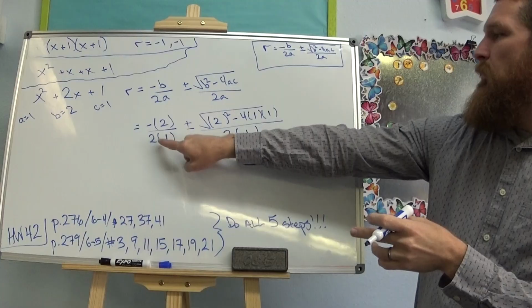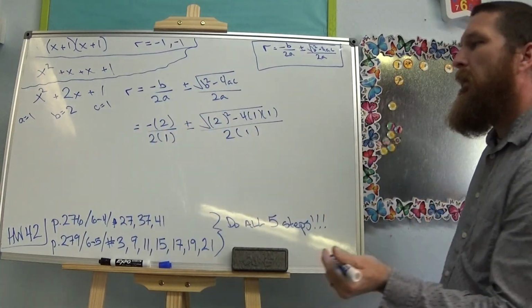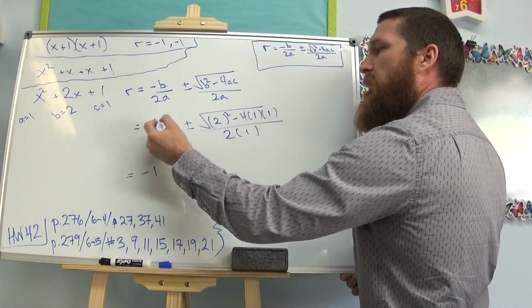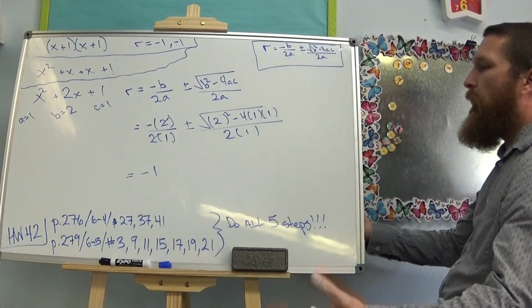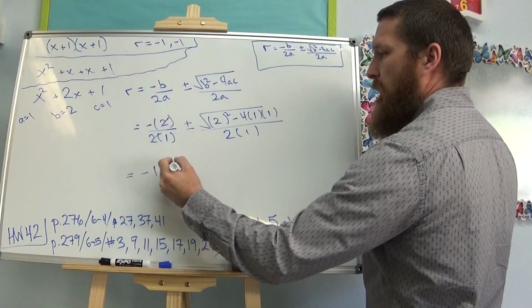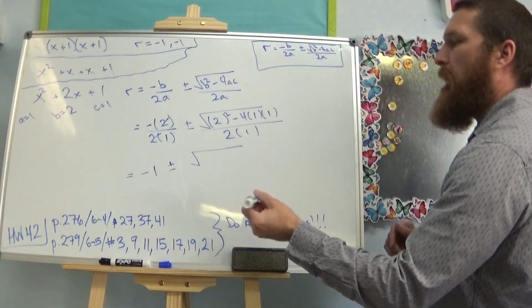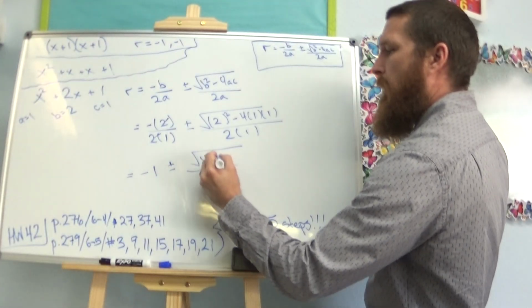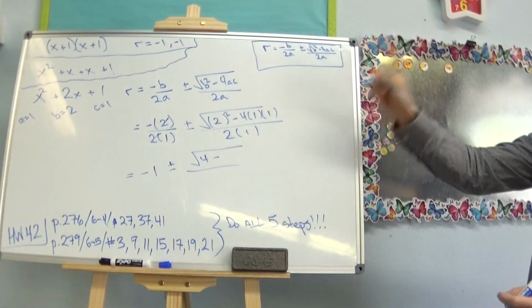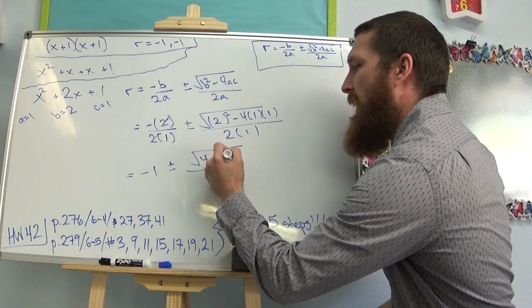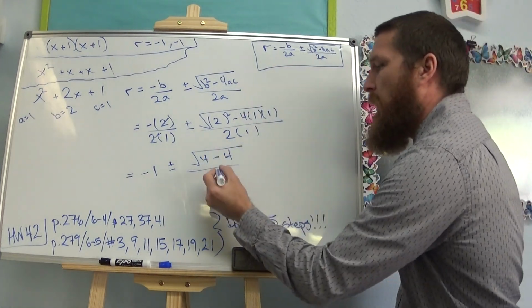Can I simplify this? What does this work out to be? Negative 1. Just negative 1, right? Because the 2 and the 2 cancel. You have negative 1 over 1, which is just negative 1. All right, now let's write this down. 2 squared is what? 4. Minus 4 times 1 is, what's this quantity? 4. Okay. Now what about in the denominator? What's 2 times 1? 2.